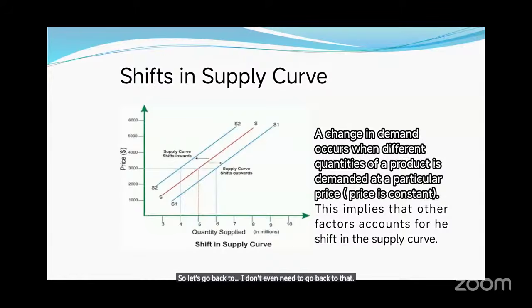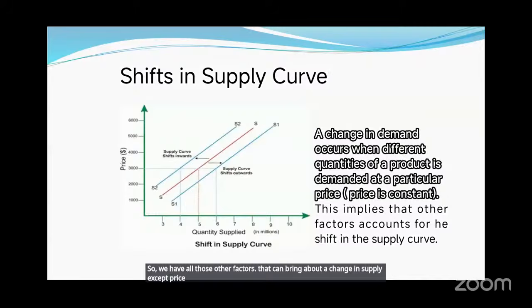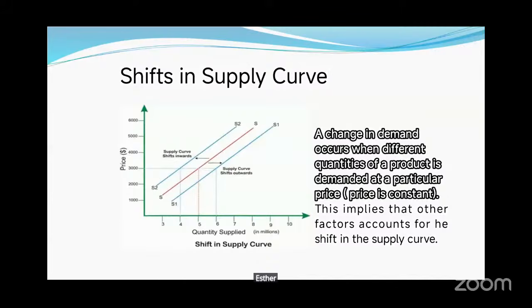I hope you've been taking notes. So we have all those other factors that can bring about a change in supply except price. We can take any one of these factors and use it as an example. Esther is telling us to use cost of production. So let's use cost of production.